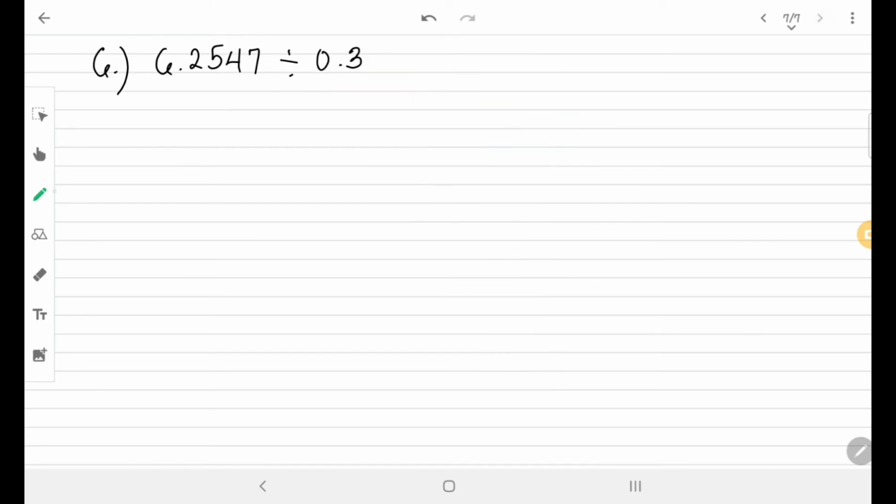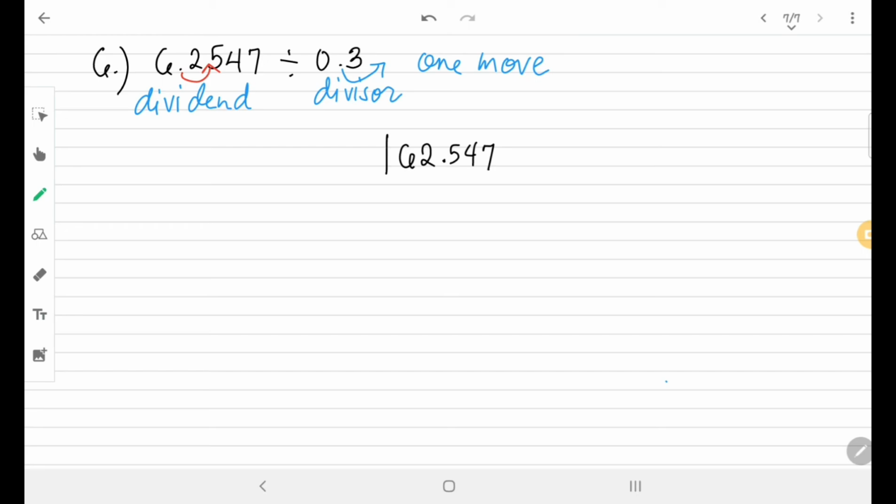And for the last example in division, this is our divisor. You don't need to label when you are answering. The reason I am writing the labels is as a reminder of which is the divisor and which is the dividend. Here, there is only one move. Of course, the number of moves in the divisor is the same number of moves in the dividend. So from here, we move only one place. Let's now write our given: 62.547, and our divisor is 3.